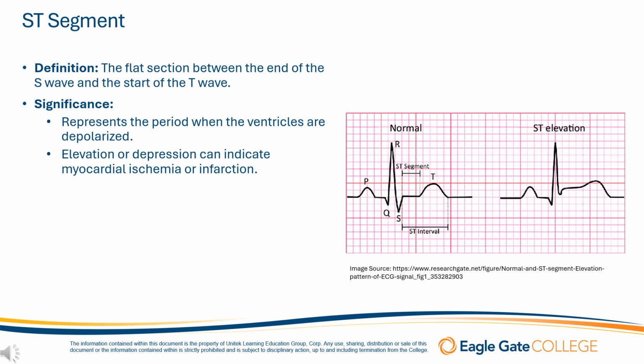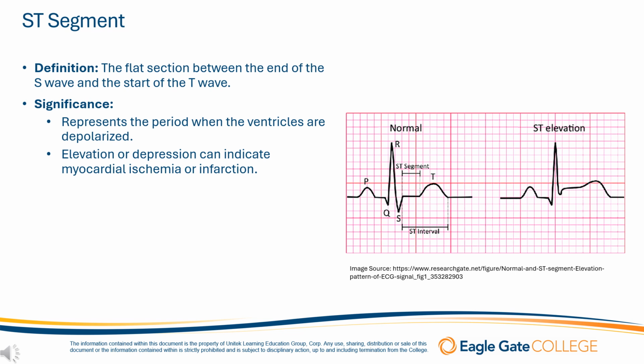Imbalances in electrolytes, particularly potassium and calcium, can lead to ST segment changes. Both hyperkalemia and hypokalemia can affect the ST segment, causing depression or elevation depending on severity and context. Regular ECG monitoring is essential for patients at risk of myocardial ischemia or infarction, and any deviation from the normal flat ST segment should prompt further investigation.